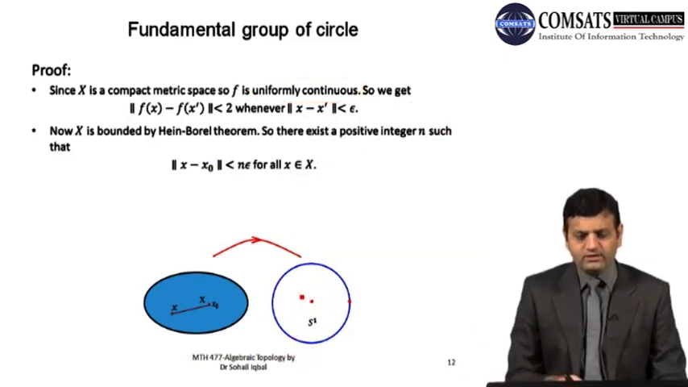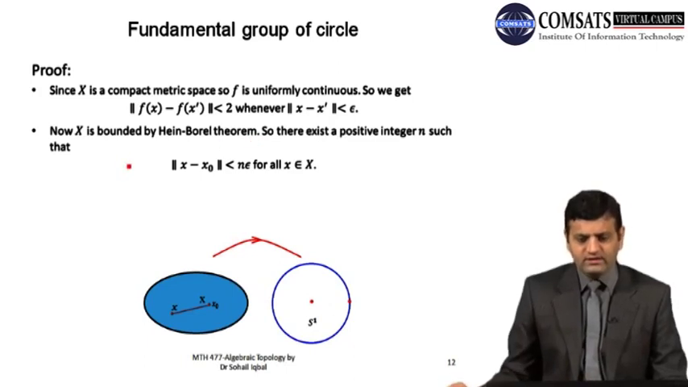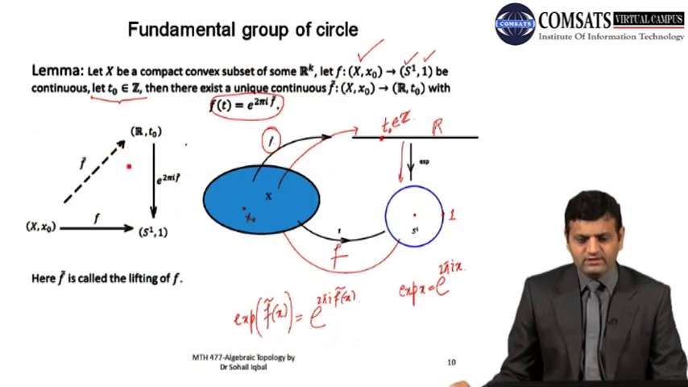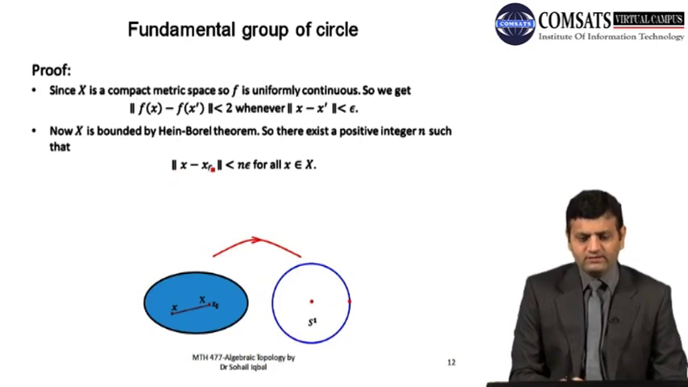Now X is bounded by the Heine–Borel theorem. So what is the Heine–Borel theorem? It says that a subspace of Euclidean space is compact if and only if it is closed and bounded. Going back to the statement, it says that X is a compact convex subset of some Euclidean space. So X is a compact subspace of Euclidean space, so it must be closed as well as bounded. So the boundedness implies that |x − x₀| is less than nε.